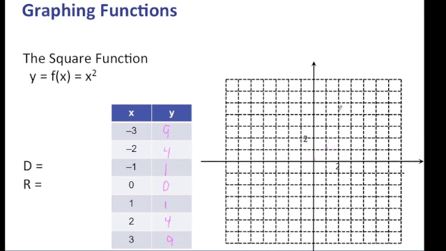It ends up being 0, 0, 1, 1, 2, 4, and 3, 9 is going to be approximately here. 0, 0, -1, 1, -2, 4, -3, 9 is approximately here. And as you would know, this makes a parabola.